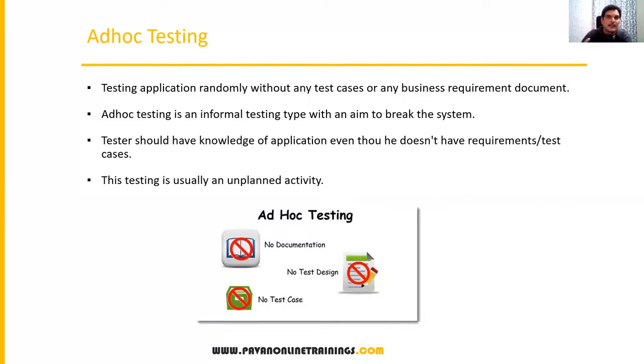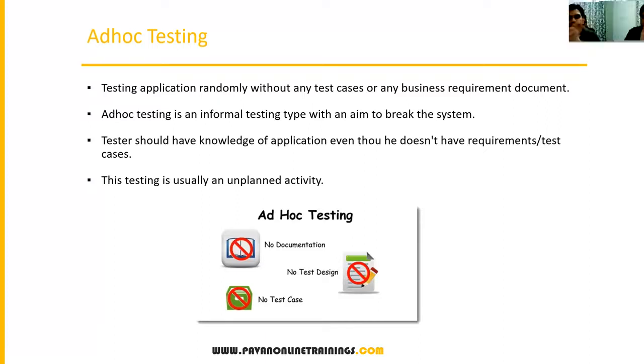So testing an application randomly without any test cases or any business requirement is called ad hoc testing, which is an informal testing type with the aim to break the system. Informal testing means we don't have any proper plan. We don't have any such cycle where you have to conduct ad hoc testing. Unlike sanity and smoke testing, where whenever we get the build we immediately have to conduct those testings, in ad hoc testing we don't have such a rule. We can conduct ad hoc testing at any time.